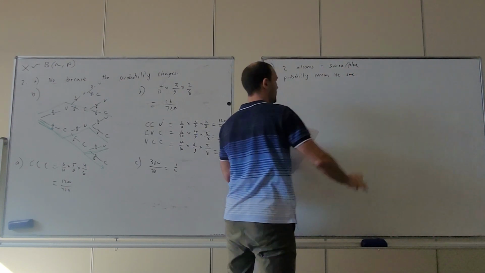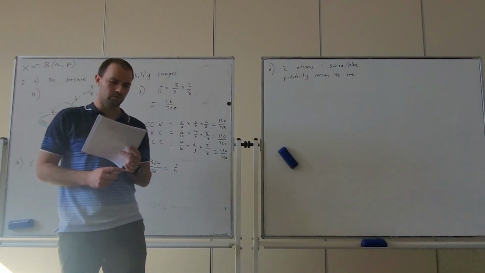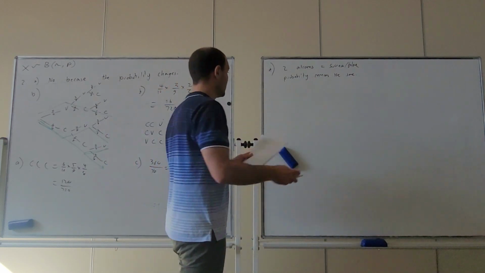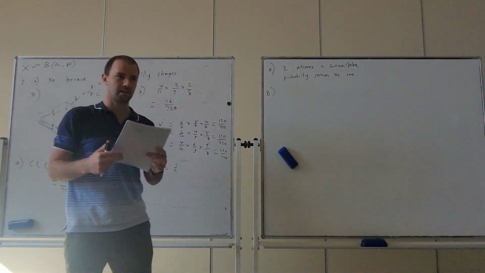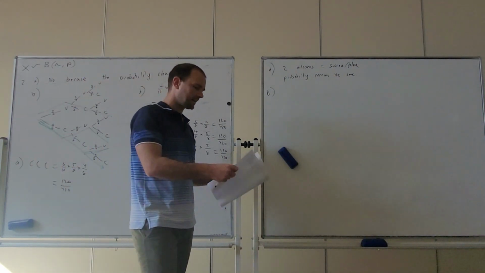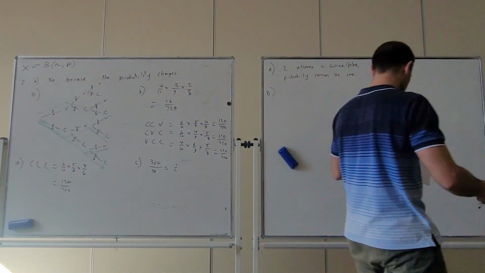So if it satisfies those properties, it's a binomial distribution. Part B: use Pascal's triangle to expand (P + Q) to the power of 6. So let's flip back to Pascal's triangle here.